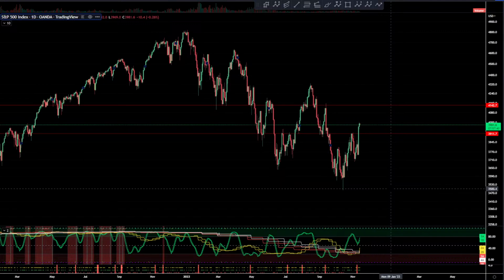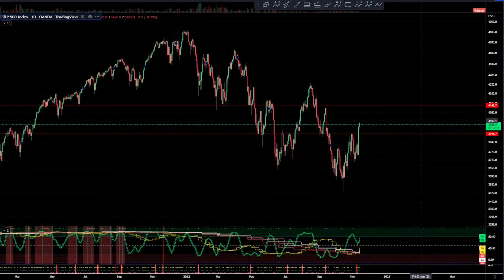Are there any levels on an intraday level that are important as well? Well, I'll get there. I always start at the daily time frame and work my way down, because the daily time frames are the most important ones where you want to pay attention.